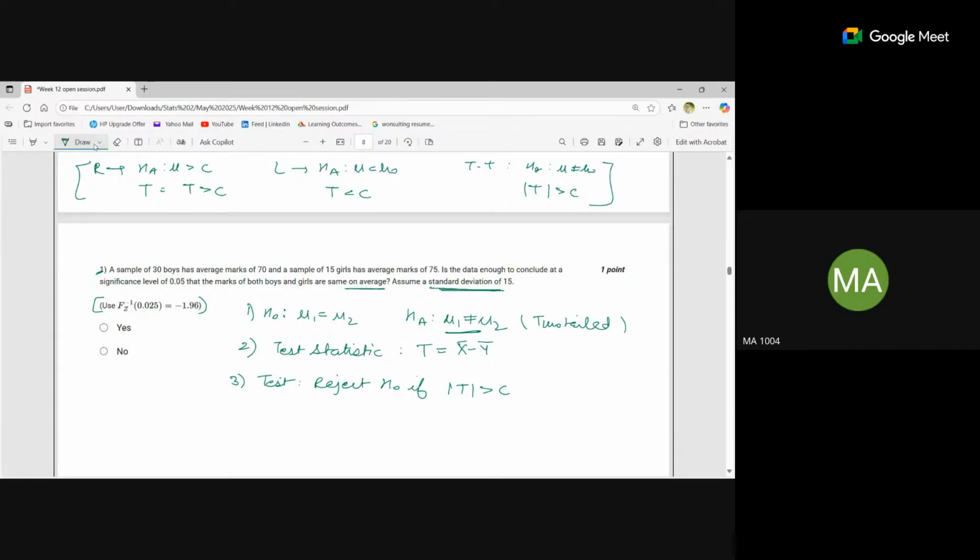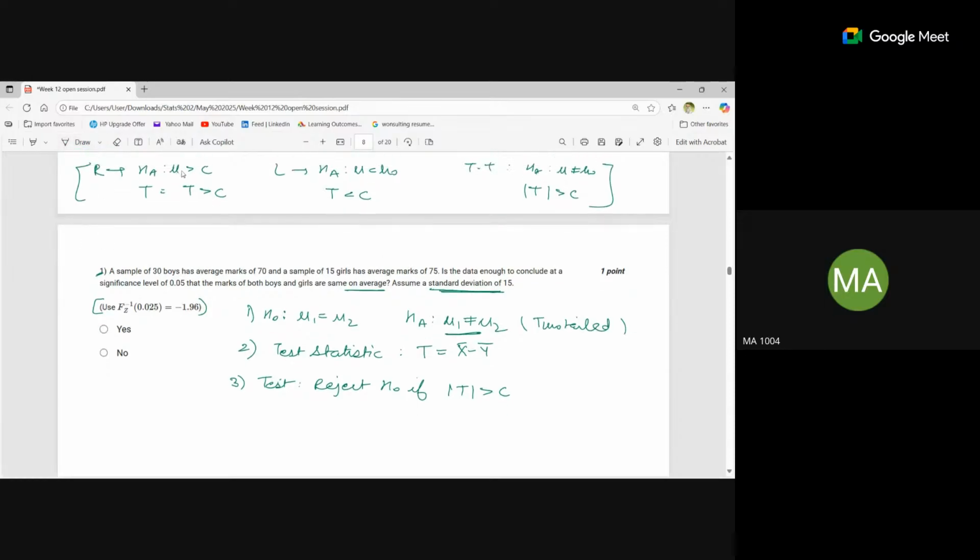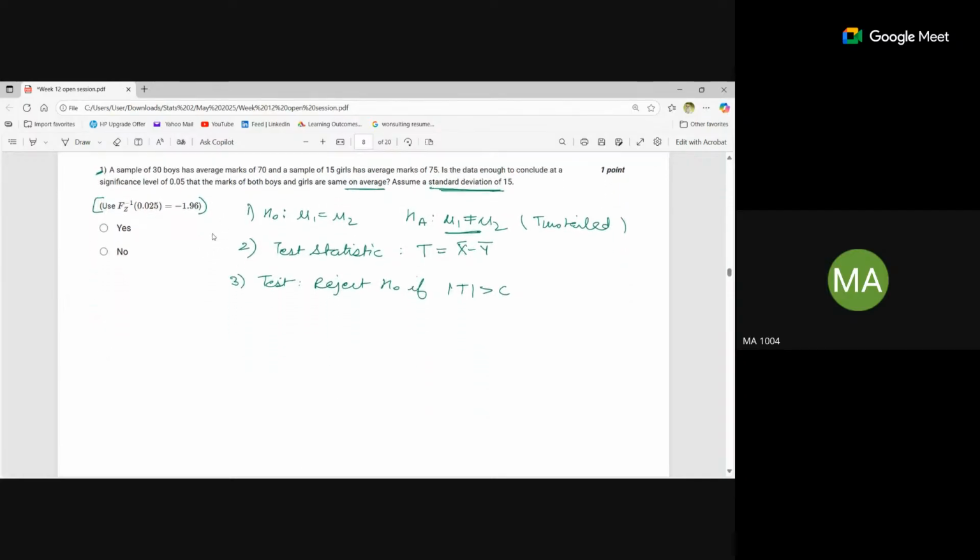Is this clear? You just have to see what your alternative is. If mu is greater than mu naught, my rejection region would be t greater than c. If mu is less than mu naught, it is t less than c. If it is two tail, it will be mod of t greater than c. Is it fine? Yes or no? Okay. Yes.